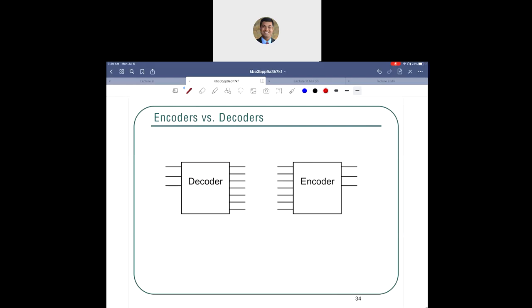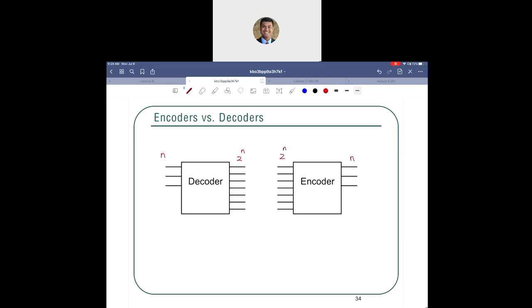The other side of the coin, which is the encoder. So encoder is sort of the opposite of decoder. In this case, you are taking some input and converting it into an encoded output. You are encoding things as opposed to decoding things. So it's almost like an opposite of the decoder. For the decoder, if you had n inputs, you had 2 raised to n outputs. For the encoder, it is going to be, in general, 2 raised to n inputs and n outputs.